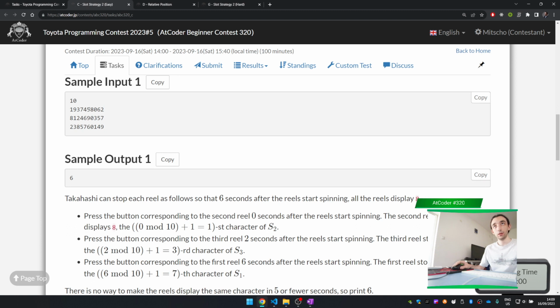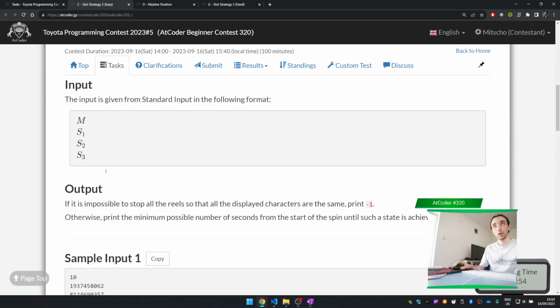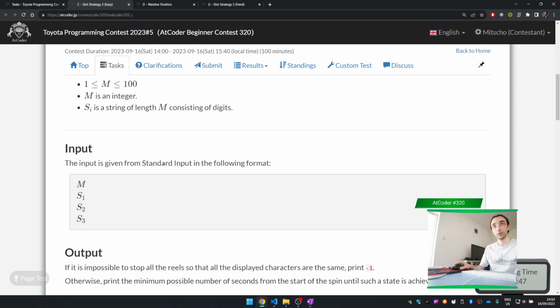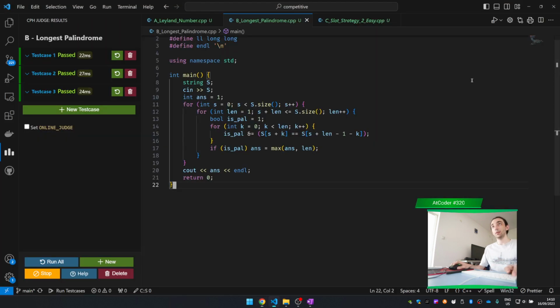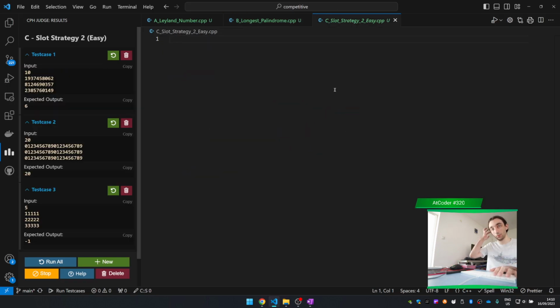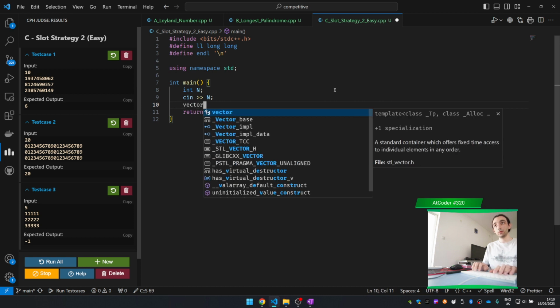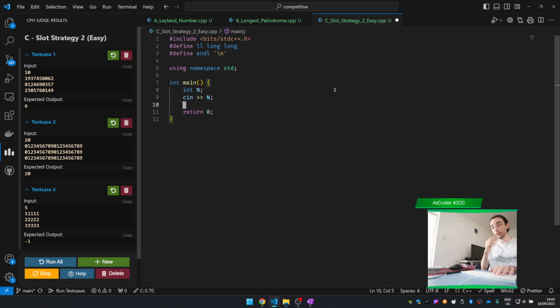And because there are 3 reels, we can brute force very easily all of the permutations in which we stop the reels. So this is straightforward, but G is not straightforward because there are like 100 reels. Okay, so G has to do something with the Chinese remainder theorem or something like that.